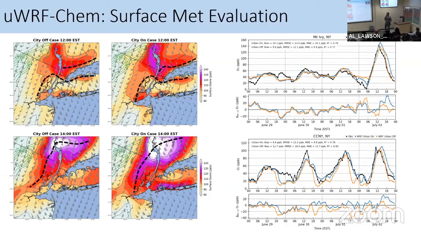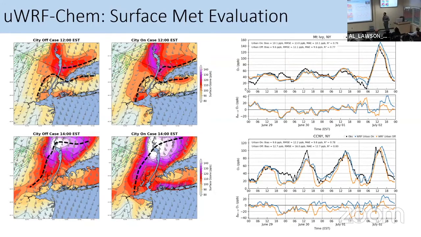And finally, what I'm showing here is the surface ozone distribution for the event. At 12, that's when the sea breeze just passed. And then at 14 is where you had the biggest concentration of ozone. From here, what's very interesting for me is how in the city off case, the distribution is more narrow over the Hudson River Valley, whereas in the city on case, it's more distributed across. And you also have a little bit of lingering towards the south coast of Long Island.